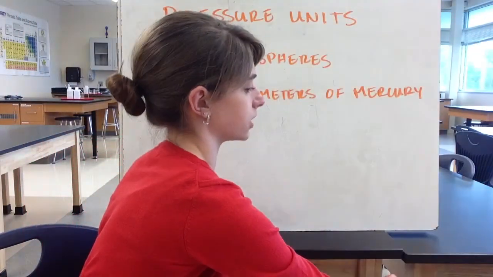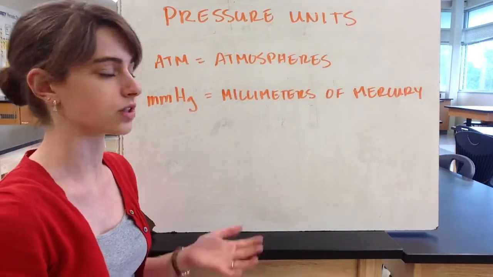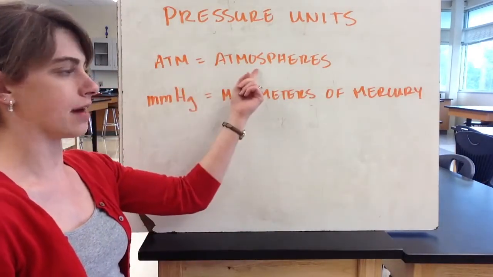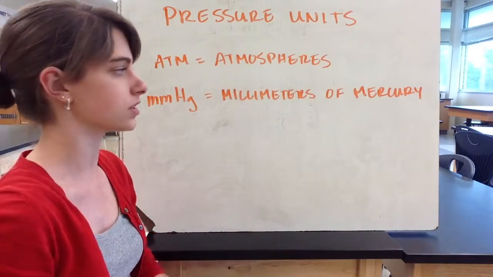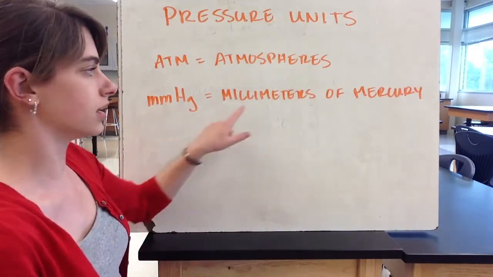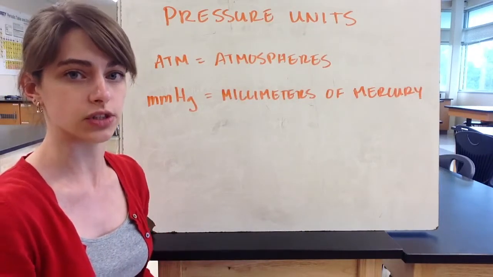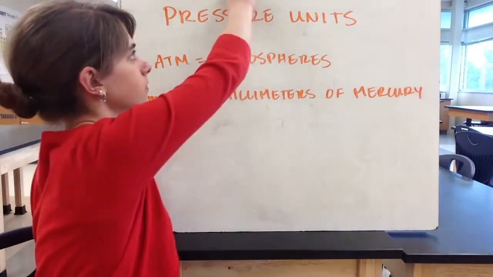First we have to talk about our units. Before we can start doing math problems, we need to make sure we have our units right. So just to refresh, ATM is atmospheres. We can have pressure in atmospheres. We can also have pressures in millimeters of mercury, or mmHg. Those are your two most common pressure units that you'll see in these problems.